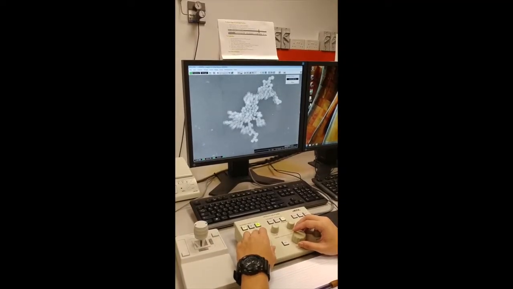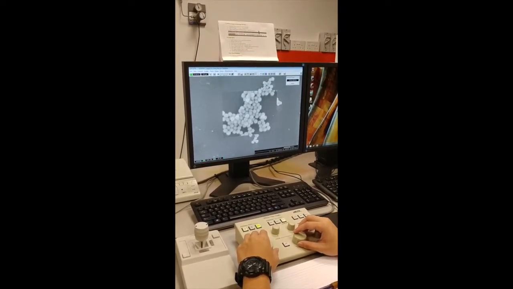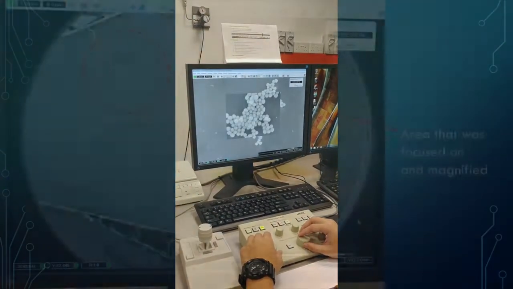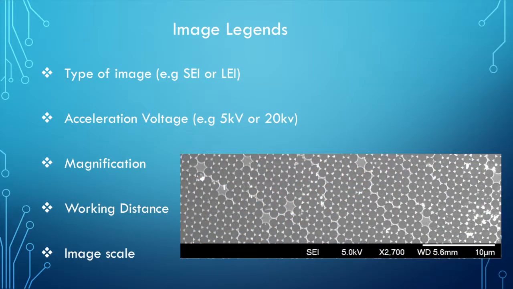We then moved on to the second sample, which was the gold nanoparticles that are deposited onto another sample plate. Same procedures were then carried out to capture the image of the coated gold nanoparticles. Before we discuss on the image that was taken for both nickel and gold nanoparticles, there are a few legends in an SEM that are useful to note. An SEM image would usually contain the type of image taken. In this case, it is a secondary electron image.